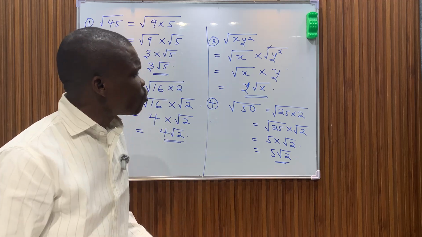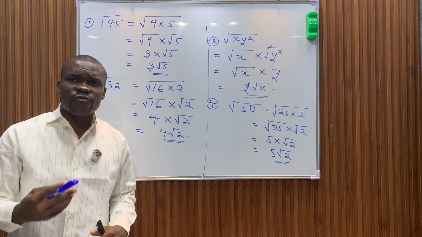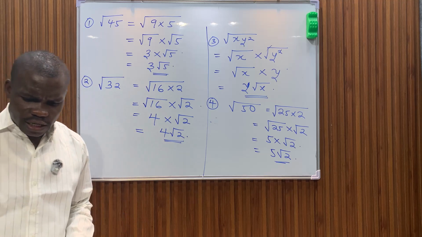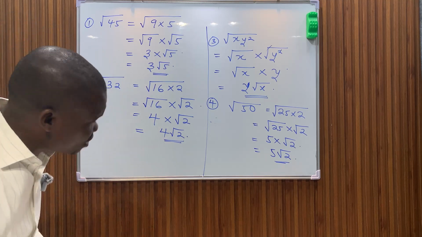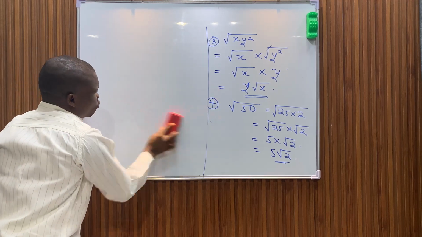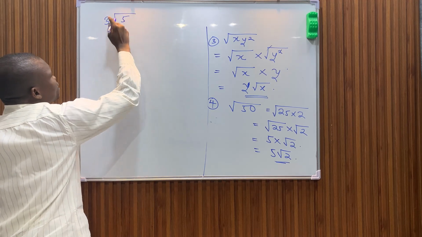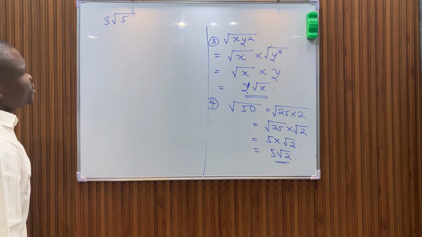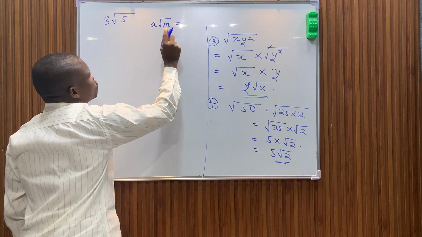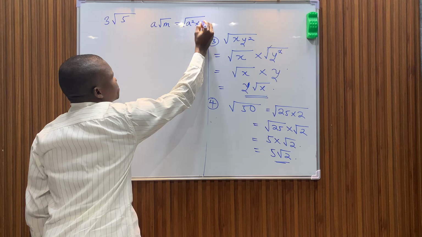Okay, now, what if you are given a simplified form of a surd and then you are asked to find the square root of a single number? What do you do? Now, this is what I mean. What if you are given 3 root 5 and then you are asked to return it back to its original form? What do you do? Now, remember the rule. We said that a root m, when this a is pushed in here, gives you a squared times m, right?